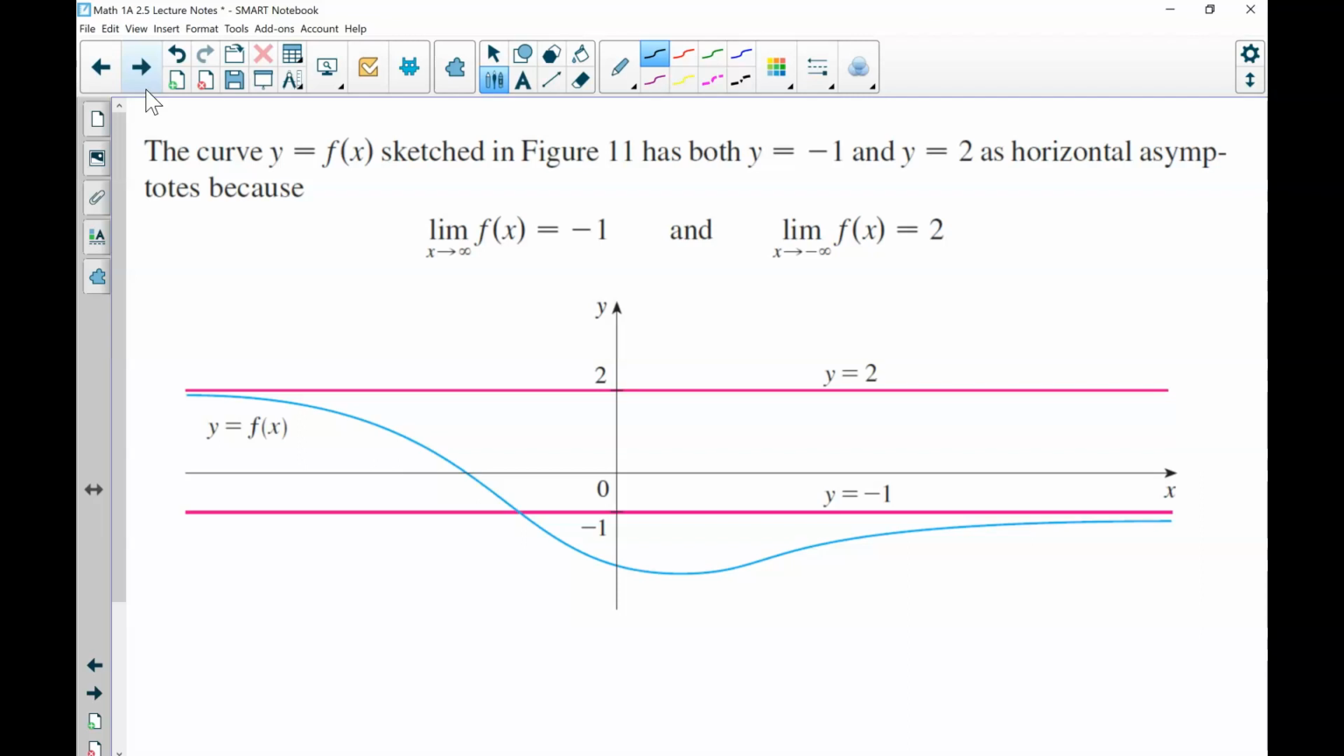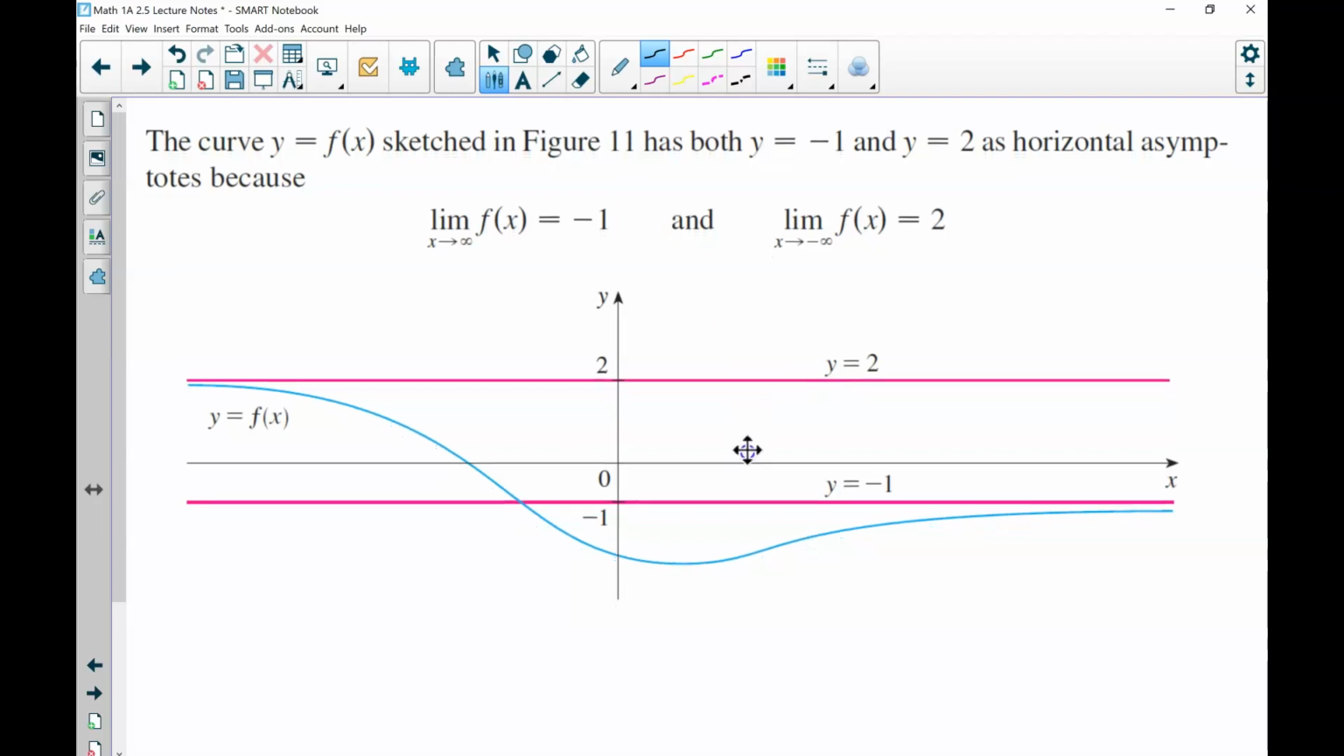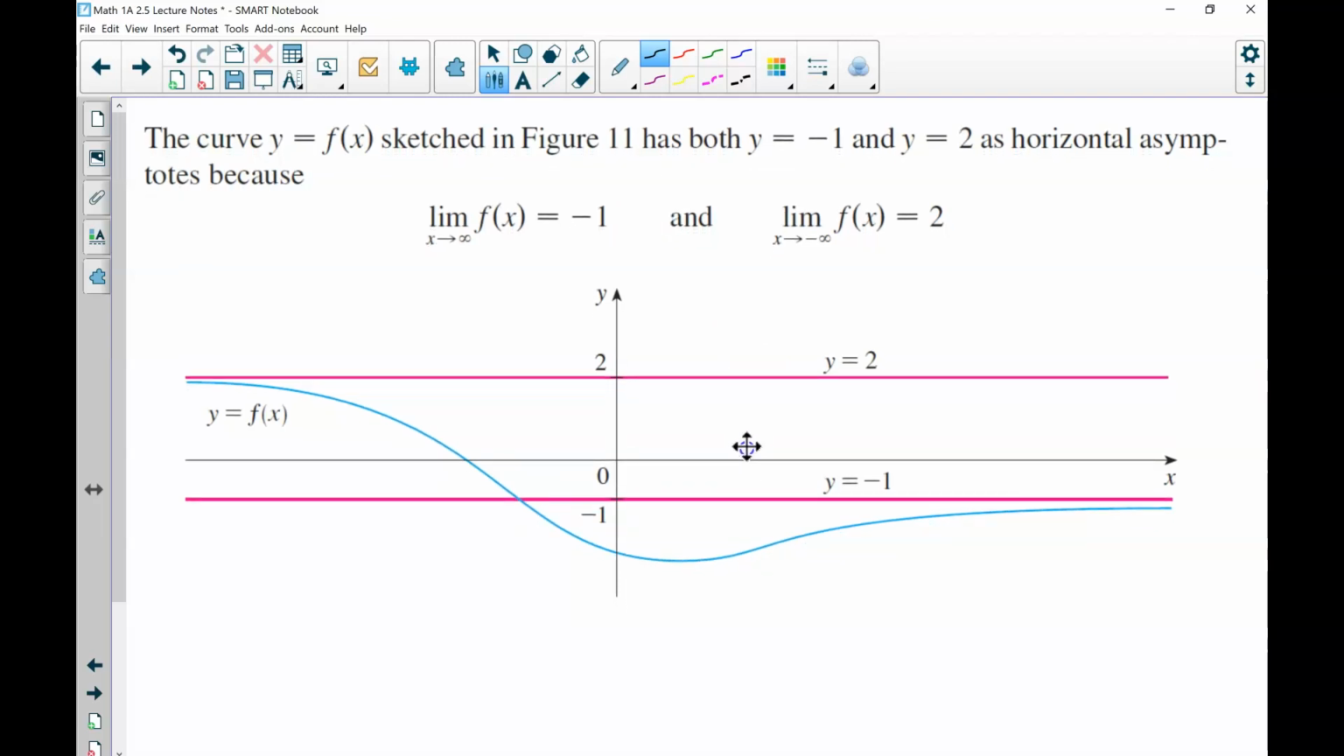Now, if we take a look at the curve of this function that's sketched in this figure, it has 2 horizontal asymptotes. One is at y is equal to 2, and the other one is at y is equal to negative 1. As x approaches positive infinity, this function is approaching y equals negative 1. And as x is approaching negative infinity, the graph is approaching 2.